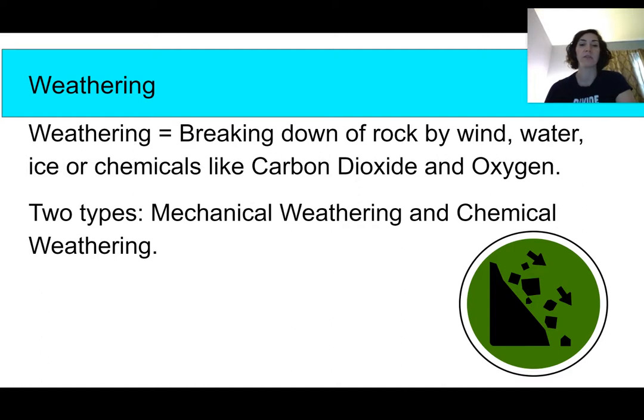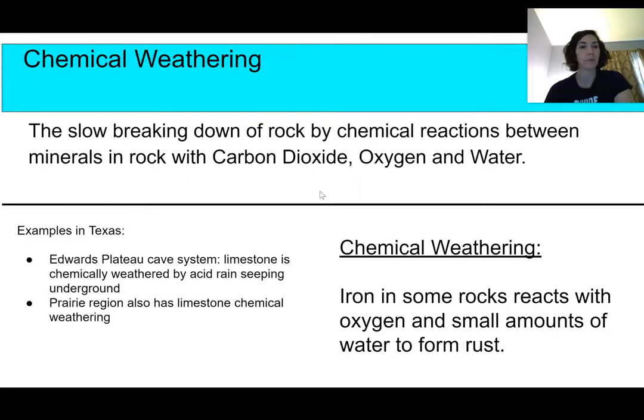And there's two types of weathering: mechanical or physical weathering and chemical weathering. So you can think of weathering as the breaking down. Break it down. Okay, so chemical weathering is usually a reaction of rock with carbon dioxide, oxygen, or water.